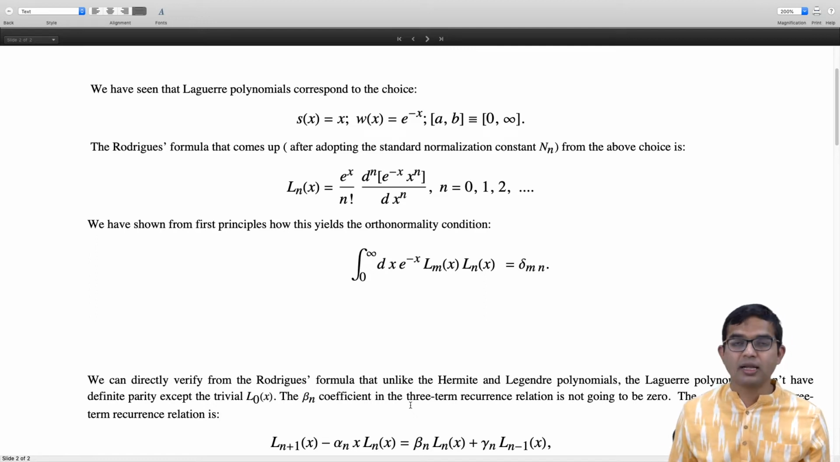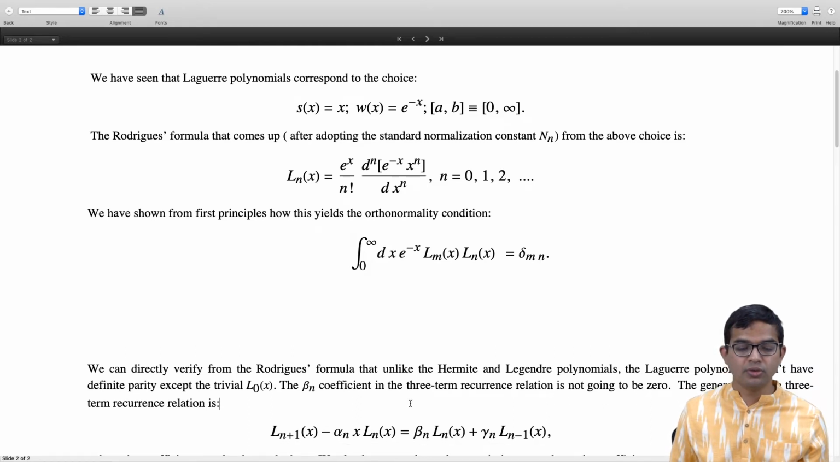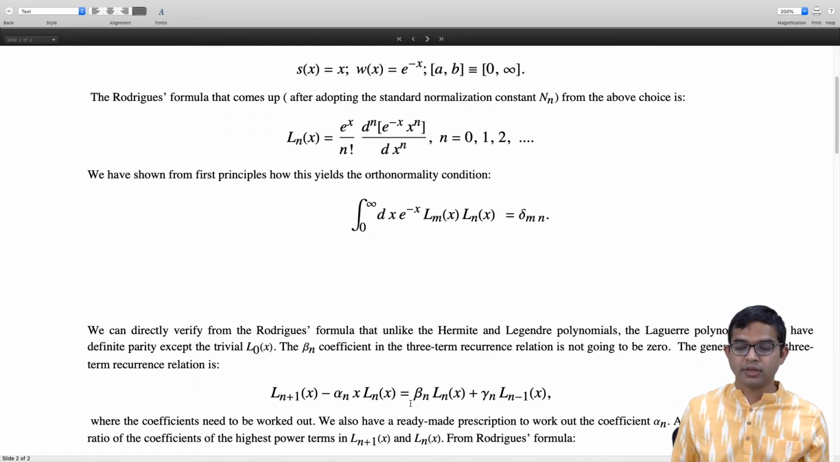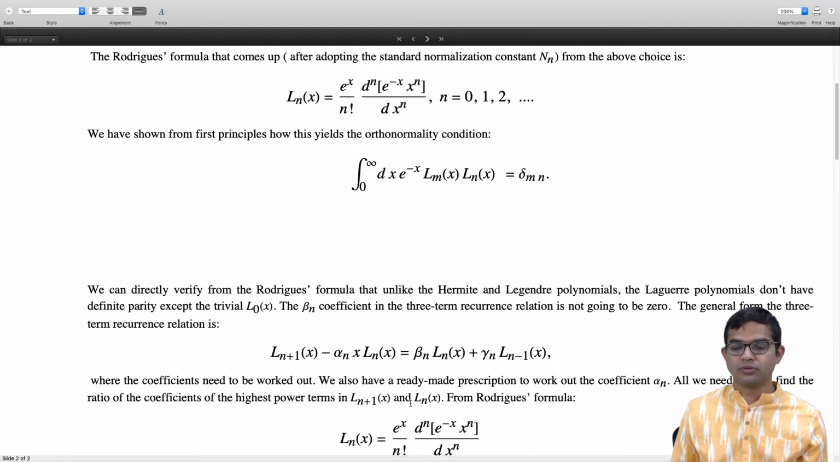But we have seen that Laguerre polynomials don't have definite parity, so this argument does not hold anymore, and therefore we have a full genuine three-term recurrence relation. So we'll have to work out all these three coefficients, alpha n, beta n, and gamma n, which is what we will do in this lecture. Okay, so we start with the Rodrigues formula as usual.